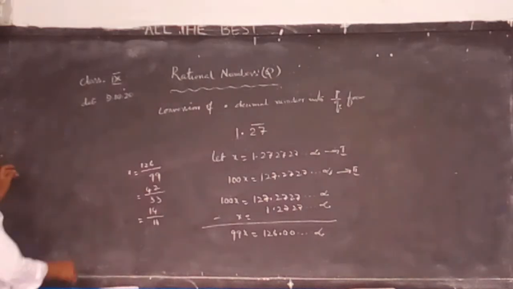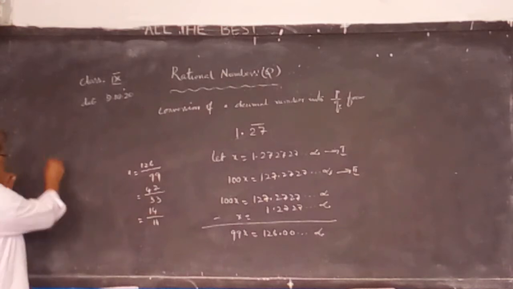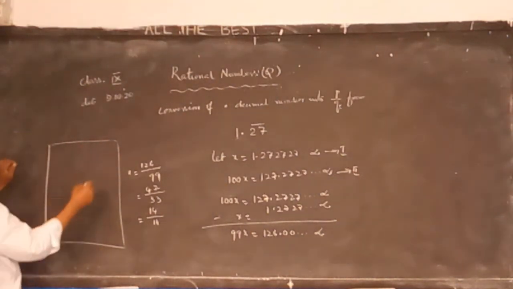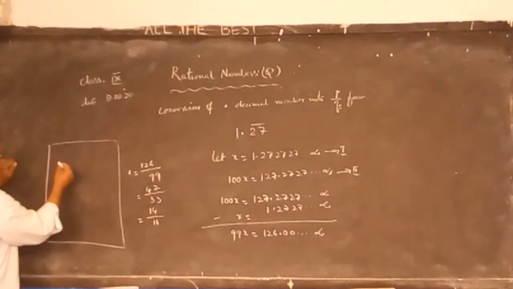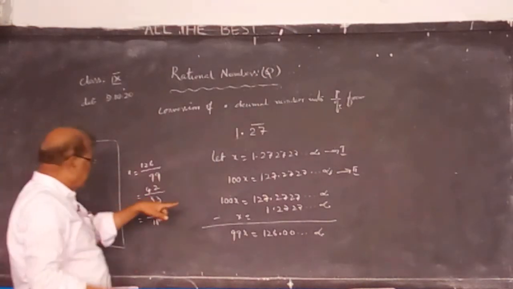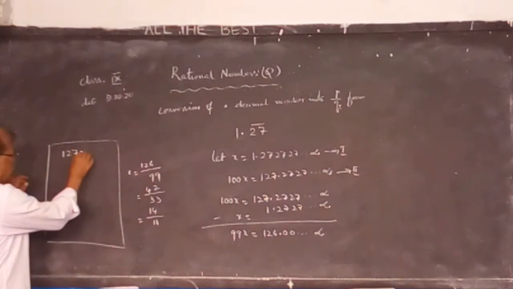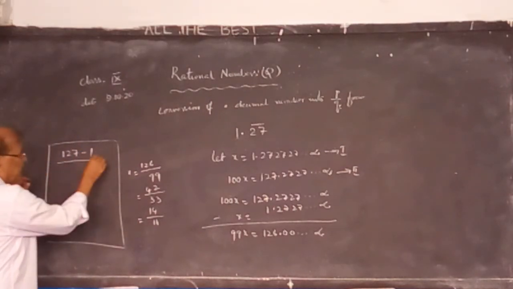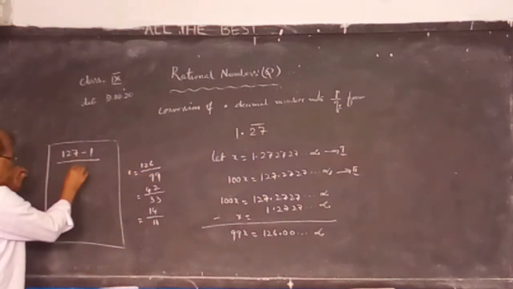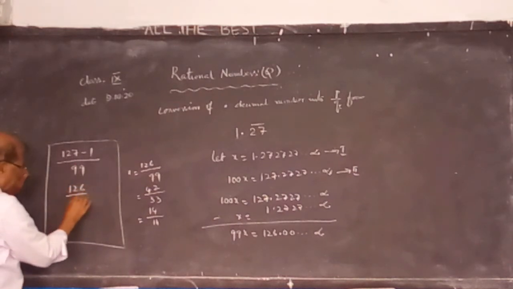Now we can do this roughly, like this. Please listen. What is this? 127. What is there in the integral part? Non-recurring 1. Subtract 1. How many digits are recurring? Two digits are recurring, so two nines. So 127 minus 1, 126 by 99.